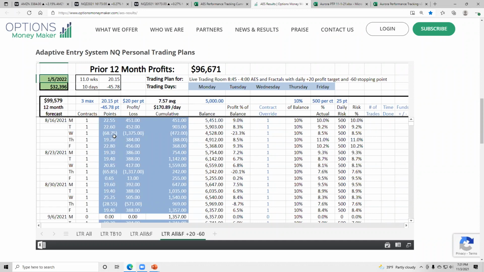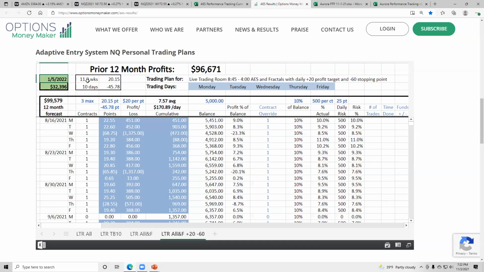Now, we have 1 year behind us. In the first 12 months of this 20, we call it AES 20, of this AES 20 plan, we went from $5,000 to $96,671. So that was the first 12 months.